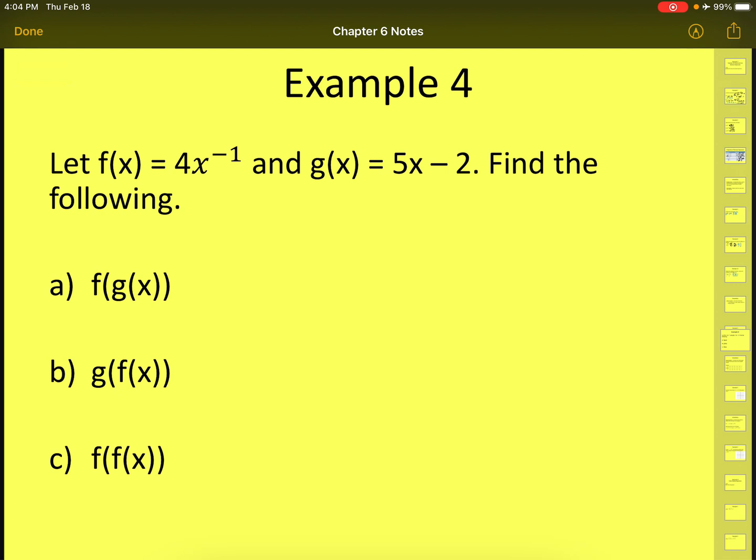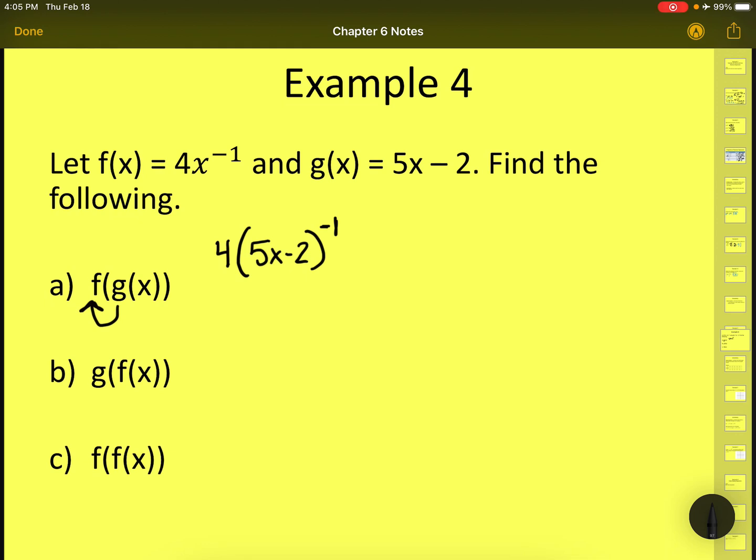Okay, in the last example here, I have two new functions f and g, and I'm going to compose them. We're going to put one inside the other and vice versa. So in A, what I'm going to do is plug function g into function f's x value. So function f starts out with a 4, and instead of x, I'm filling it in with function g. But I can't forget the little exponent of negative 1 that was on that x in function f.